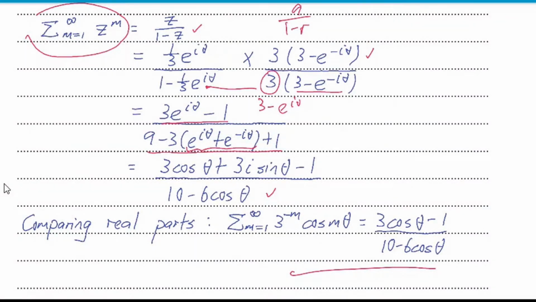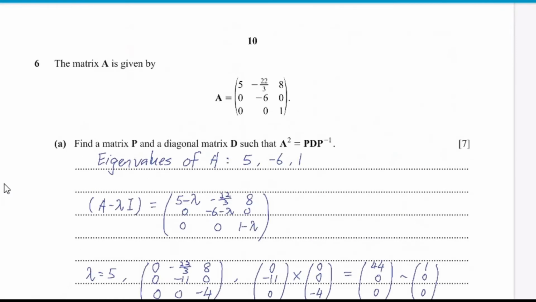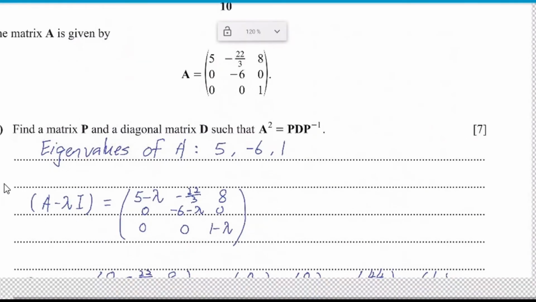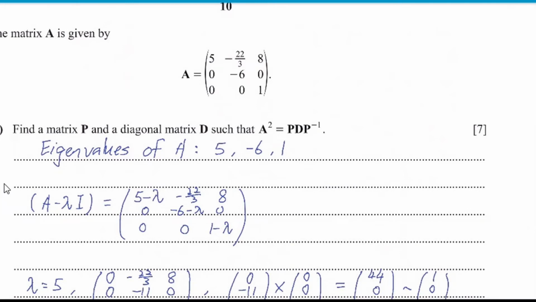Okay, a slightly different question here. Let's look at the matrix question. Find matrix P and a diagonal matrix D such that A squared is PDP inverse. So this is a usual eigenvalues, eigenvectors question.